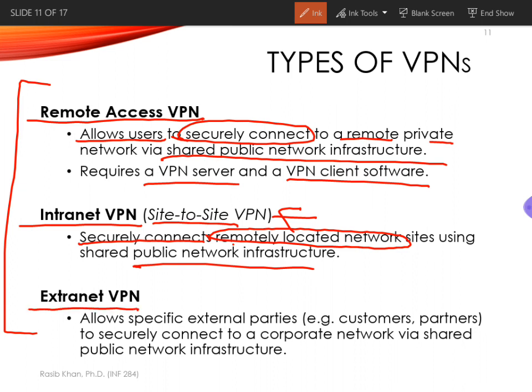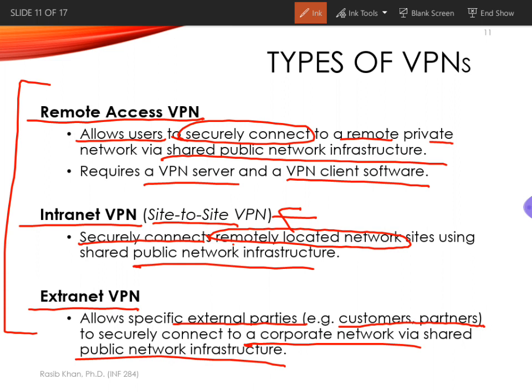The third kind is kind of like a stretch of the site-to-site VPN, and this is where we would like to provide a secure connection for special or specific clients. The best example could be particular external parties, for example, customers or suppliers or partners, and they can connect to the private corporate network using the public infrastructure, which is the internet.